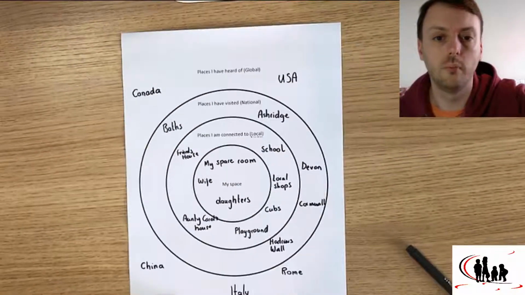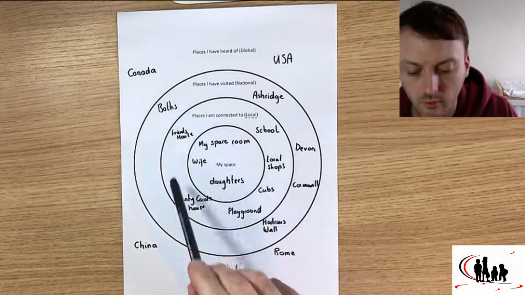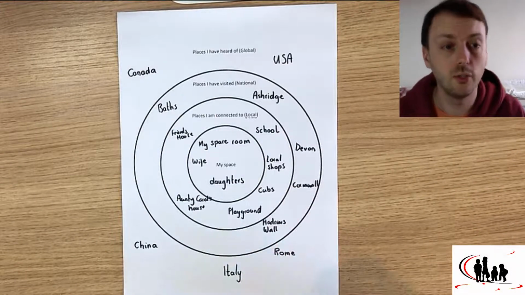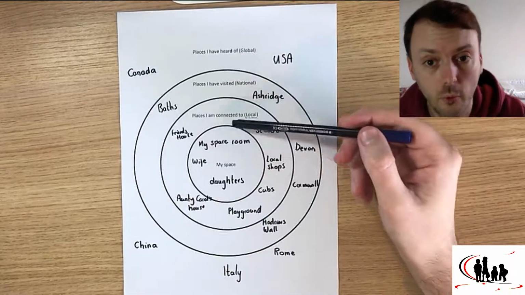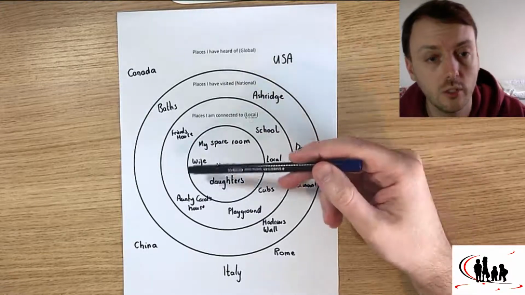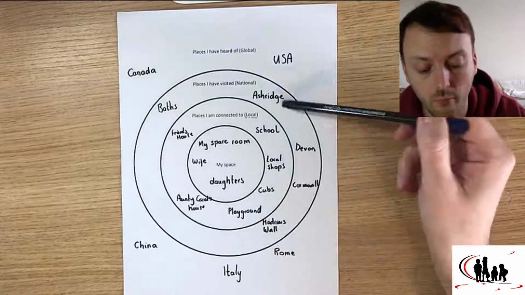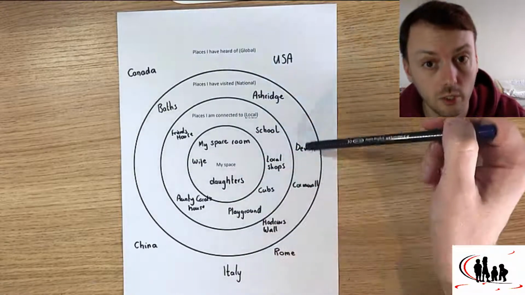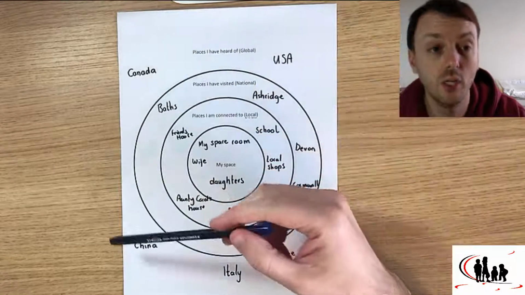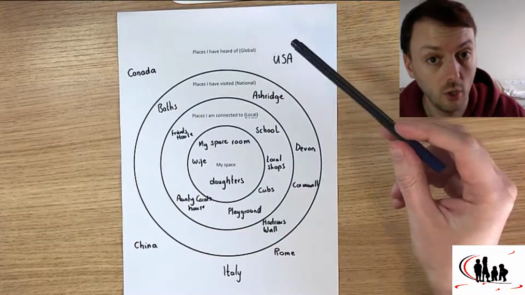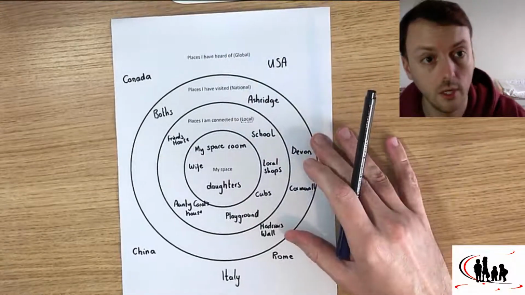So, that's your first piece of work. Concentric rings with things that are to do with you in it, starting with things in your house and in your room, moving up to things in your local area that you have connections with, then up to things in your national area, so United Kingdom, that you've been to, and then finally places that are global, places that are anywhere in the world that you'd like to go to, or that you have an interest in, or that you have for some reason heard of. And that's that first piece of work.